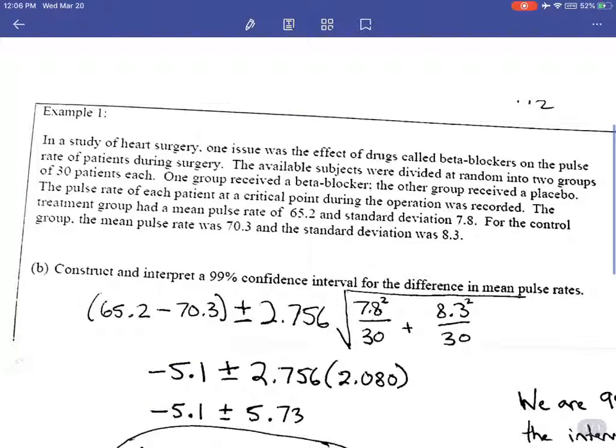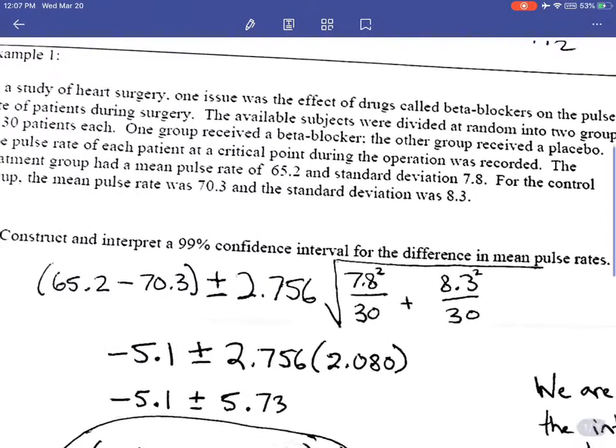So before we even start, the reason that this is a two-sample mean problem is because we're dealing with two samples, and the data that we're collecting is quantitative data, which is going to result in a mean, not a proportion. So our mean is going to be the pulse rate between the beta group, which is our sample number one, and sample number two, which is going to be our placebo. Again, I recommend labeling sample one and two in order as they come in the problem.